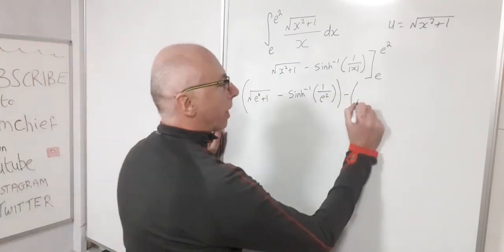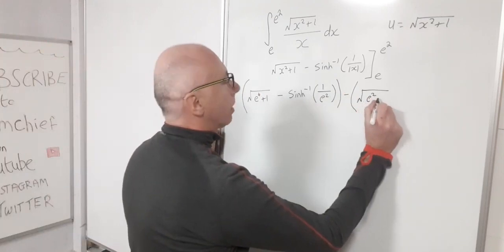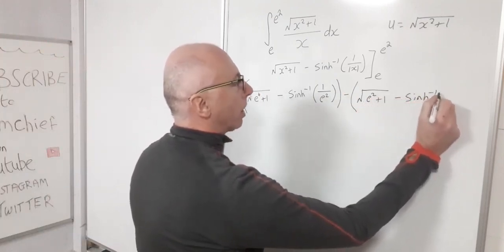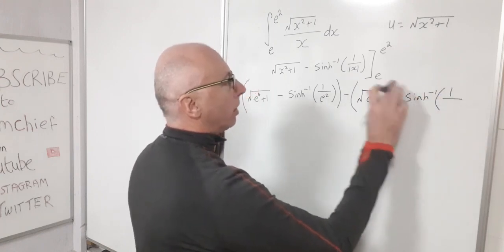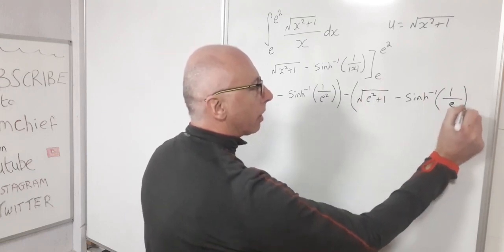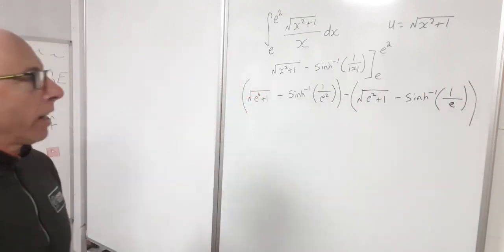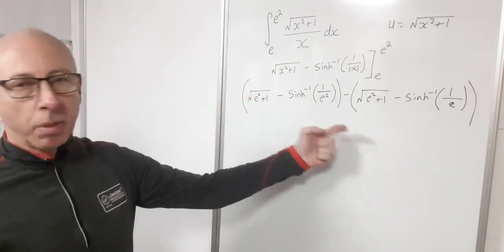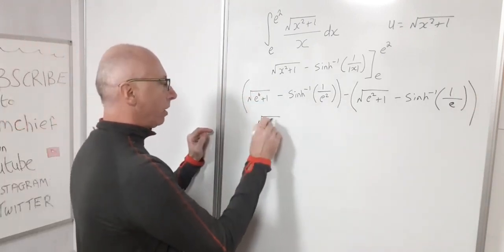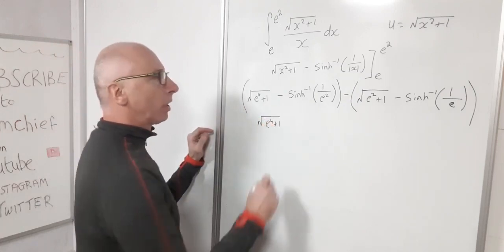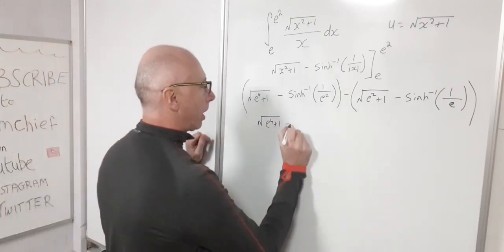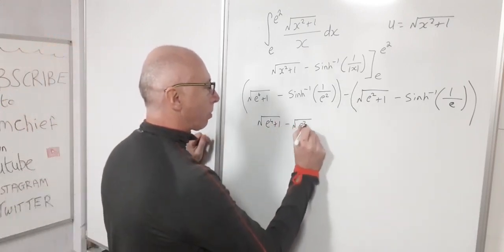So in this radical here, we now have e squared plus 1 minus the arcsinh function of 1 over e. So let's put that in there. Okay, right. Let's just simplify this off a little bit. So the square root of this one, that will stay. e to the 4 plus 1. Let's get the square roots together. So this one is going to be a minus. So that's minus the square root of e squared plus 1.